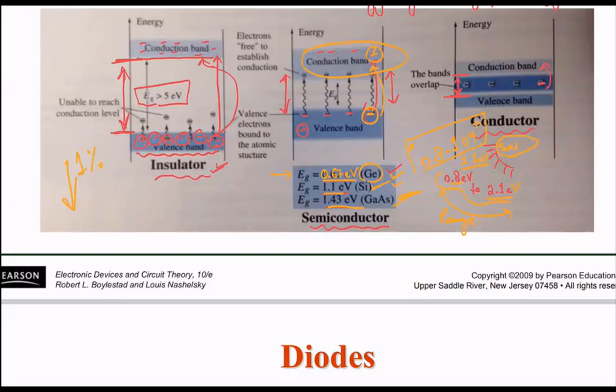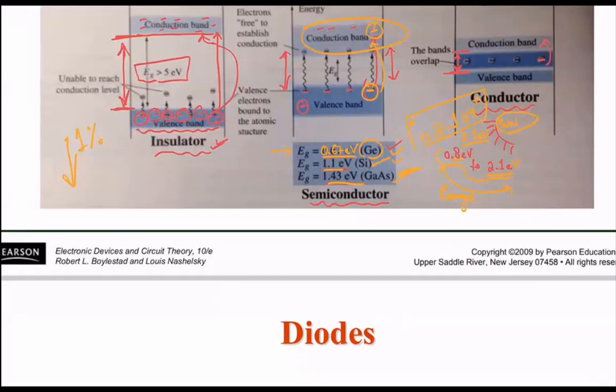And that's the reason silicon is one of the most widely used materials: because of the band gap energy it has, 1.1 electron volt, and also because it's more thermally stable.